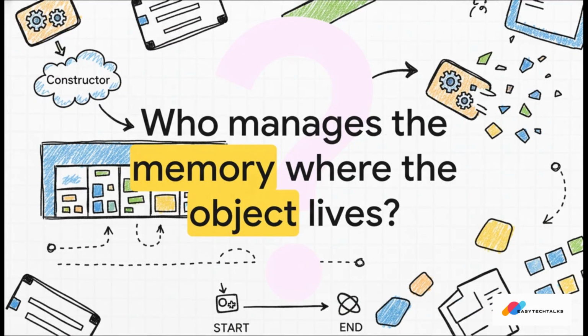So, we've seen the whole story, right? A safe birth with a constructor, a well-behaved life with this and const, and a clean exit with a destructor. The object's life cycle is totally managed, but that leaves one huge question hanging in the air. What about the actual block of memory where the object was living? Who manages that? Well, that sounds like a story for another time.